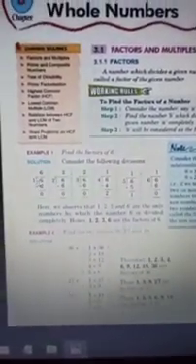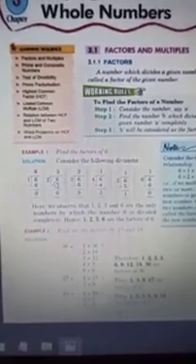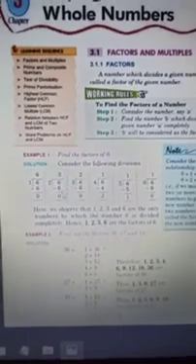Here 6 is divided by 1. Our quotient is 6 and remainder is 0. Here 6 is divided by 2 and our remainder is 0 and quotient is 3. That means 2 and 3 are also factors of 6. Here 6 is divided by 3 and quotient is 2 and remainder is 0. That means 3 and 2 are also factors of 6.